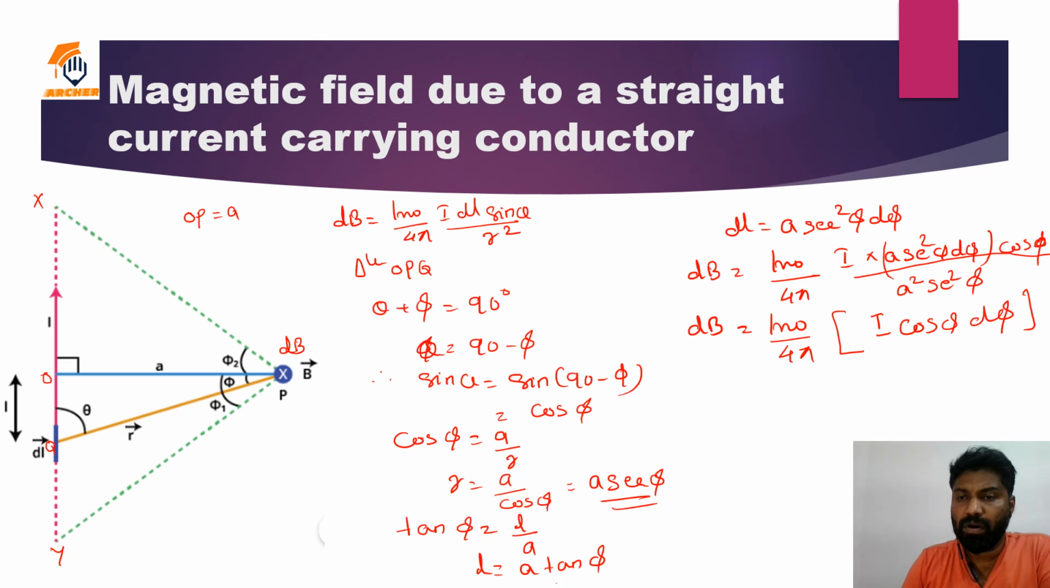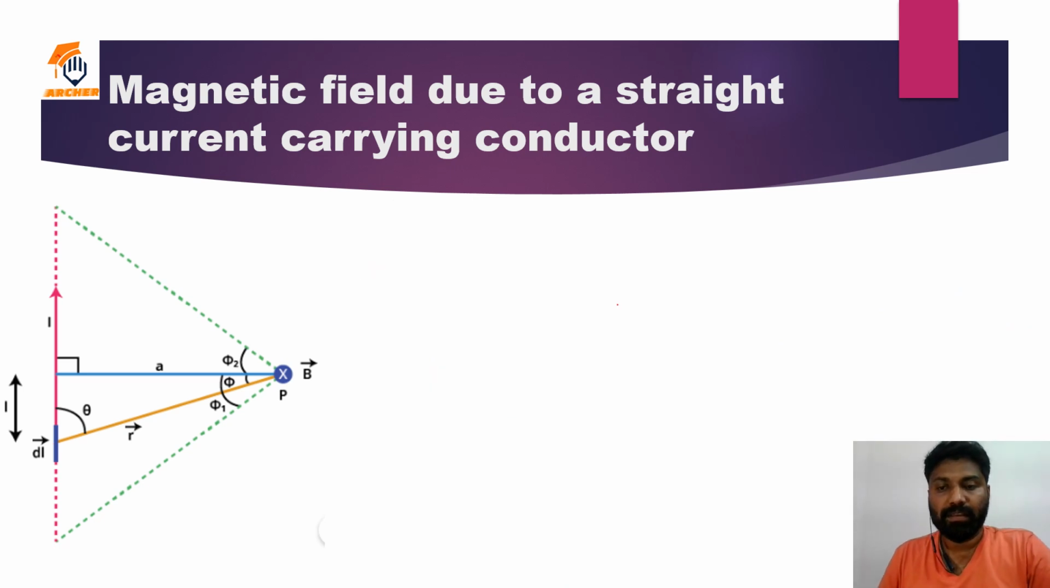Next we need to know the direction of the magnetic field. If I take this point, the current is in this direction. Using our right hand thumb rule, if I grip the conductor in my right hand like this, then the extended thumb gives the direction of the current and the curled fingers give the direction of the magnetic field.